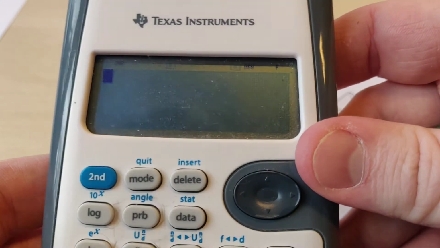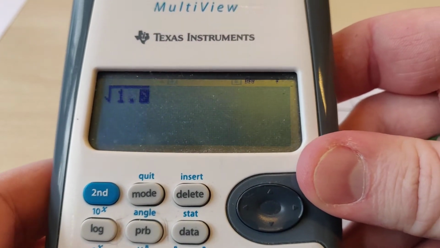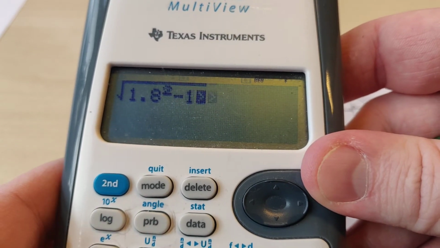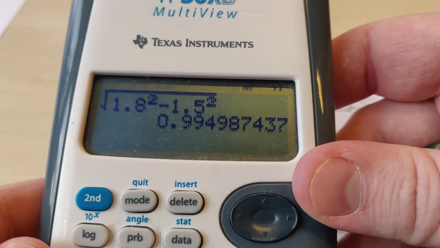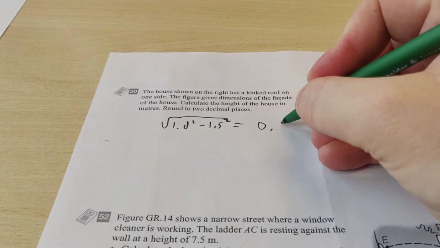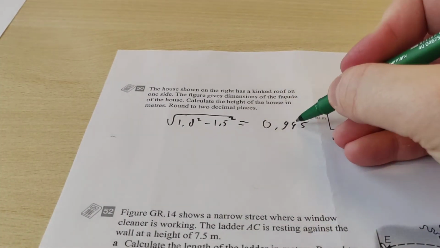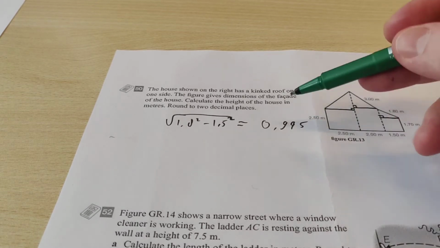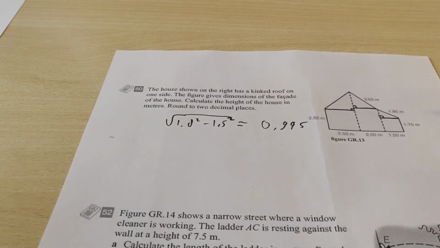Here we have a calculator, so you do a square root and then 1.8 squared minus 1.5 squared. And then we get this number, 0.995. So I'm going to write that down, 0.995. In the end, we have to round off to 2 decimal places. So before the end, I'm going to leave an additional decimal place there, so we can use that, and then our final answer will be better.